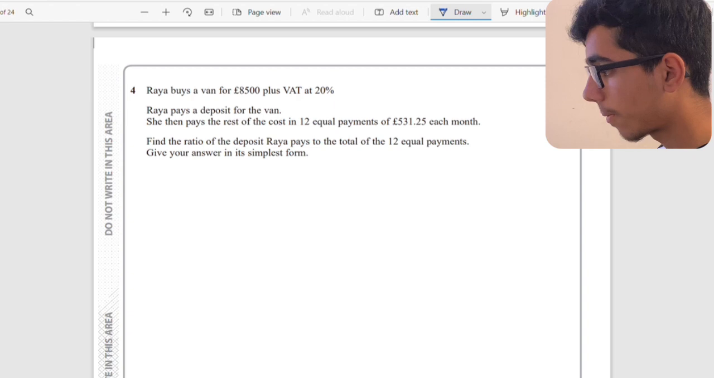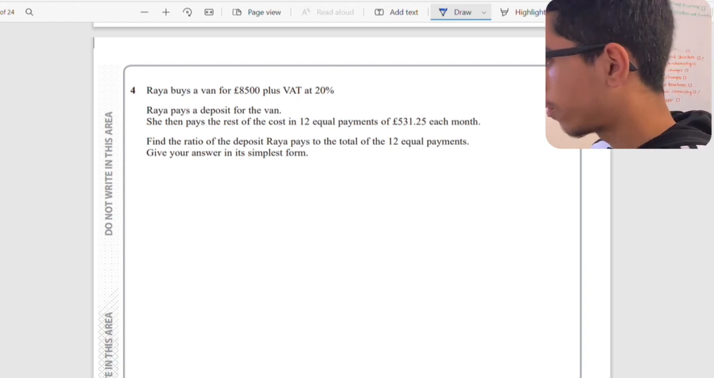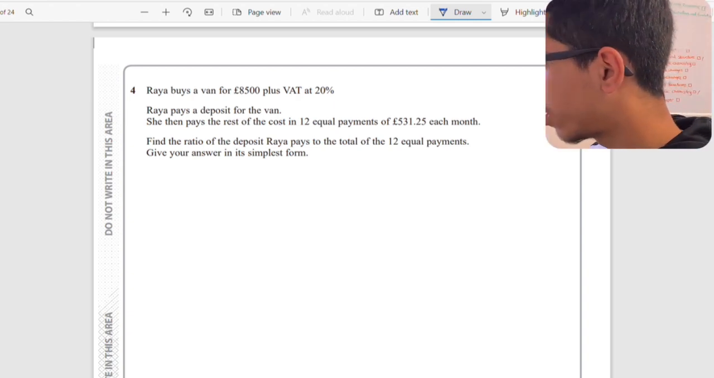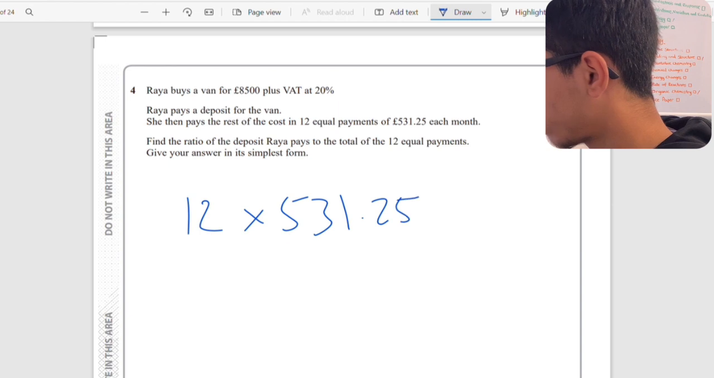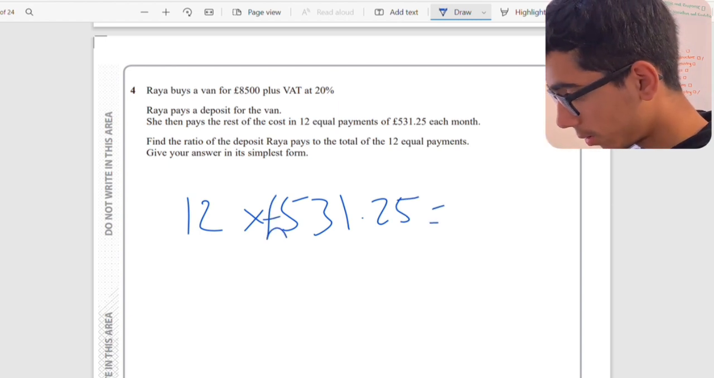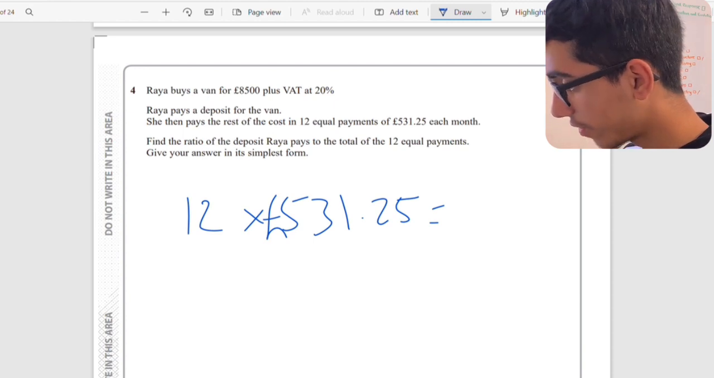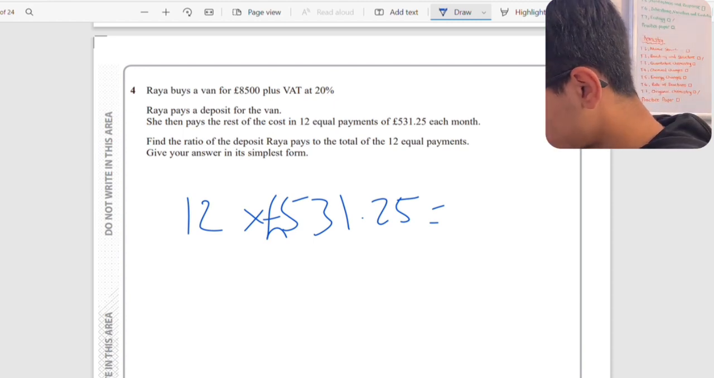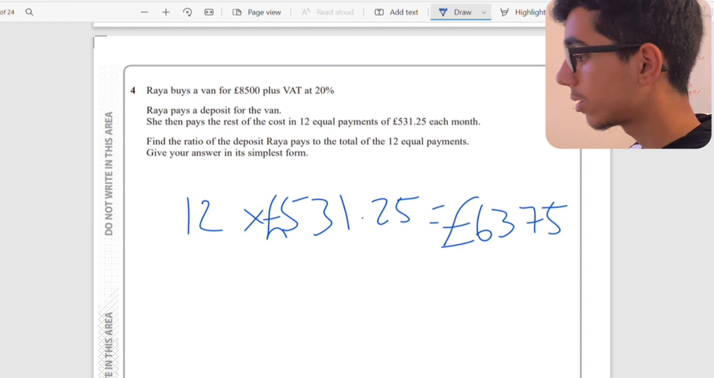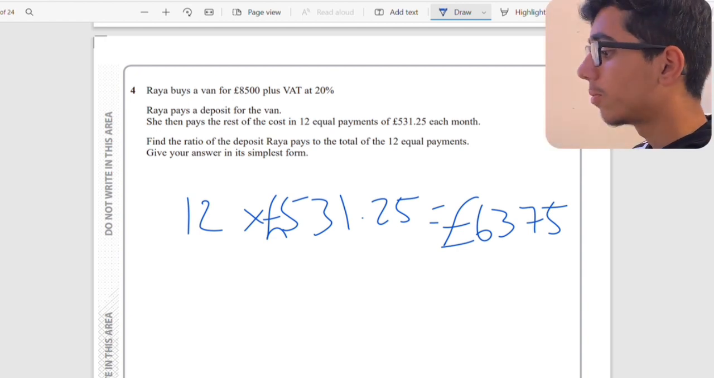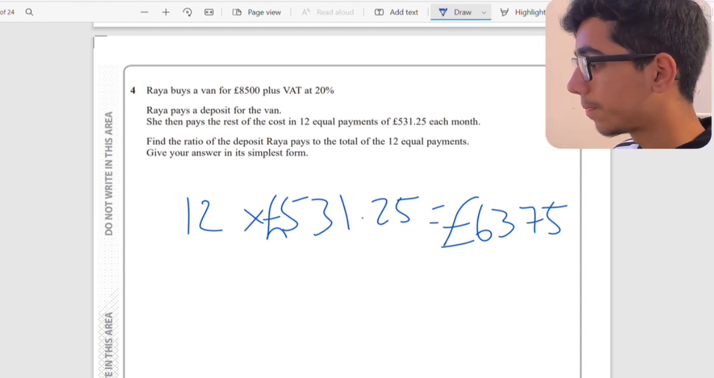Okay, so to find the total of the rest that she paid, we just have to do 12 multiplied by £531.25. That gives us 6,375. So 6,375 was the total for the 12 months. And then she pays a deposit for the van.